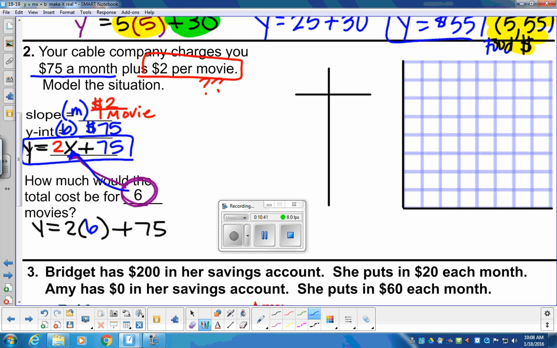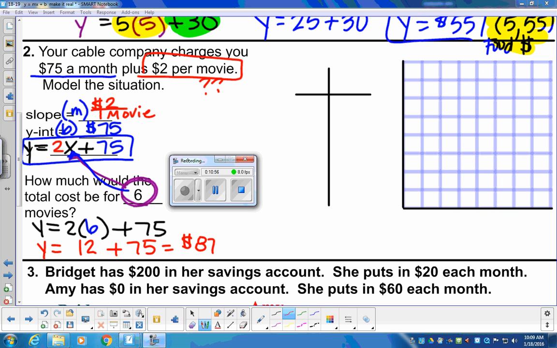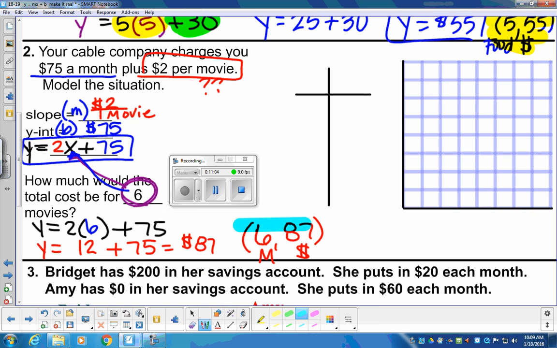How much does it cost for 6 movies? We are paying $2 a movie. 6 movies would be $12 for the movies, and $75 for your membership with the cable company gives you $87. So it costs $87. If you bought 6 movies, our coordinate would be 6 movies, $87. That's going to be very important in our work. We want to make sure we get a match in our table and our graph of the coordinates 6, 87. 6 movies, $87.